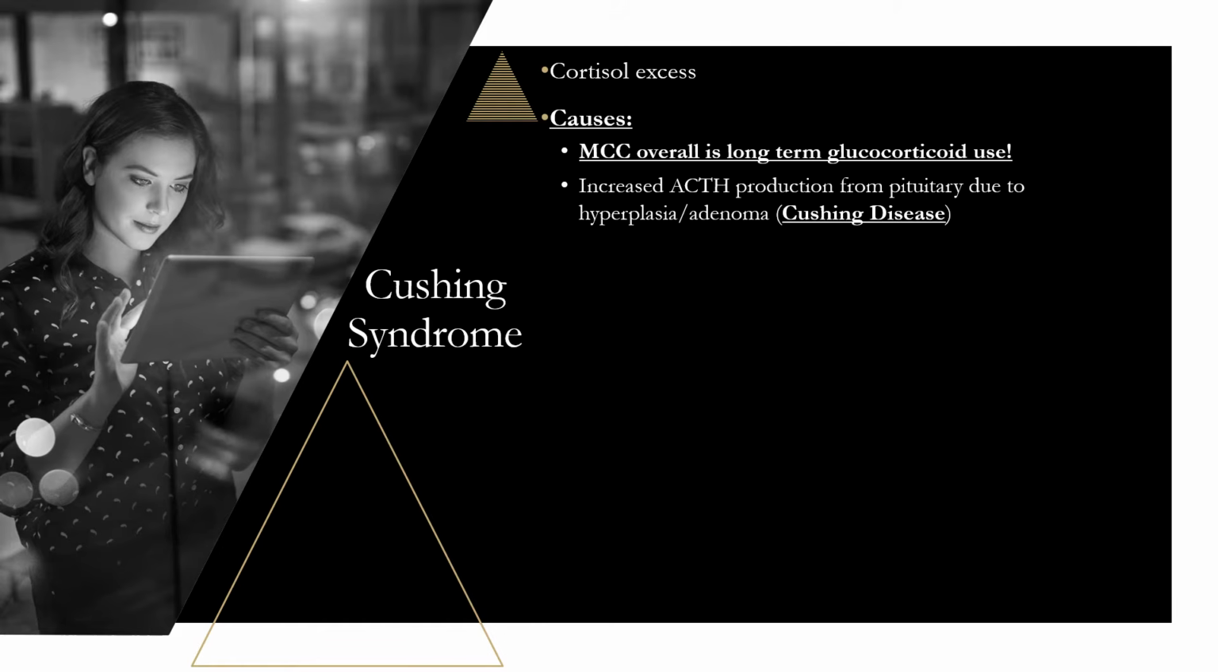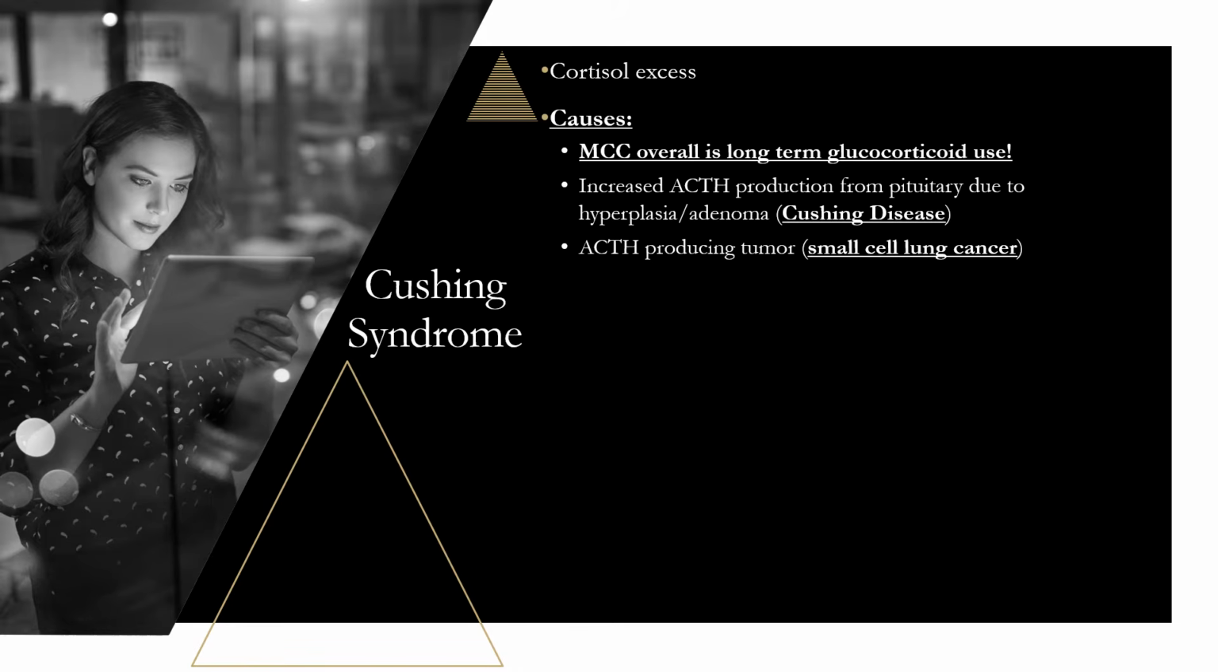In Cushing disease, not syndrome, Cushing disease, you're going to see an increased ACTH production from the pituitary due to either hyperplasia or adenoma. The adenoma or the hyperplasia is going to be pumping out too much ACTH, which is going to cause an increase in the cortisol in the body, and that's in Cushing disease. And that's the primary cause.